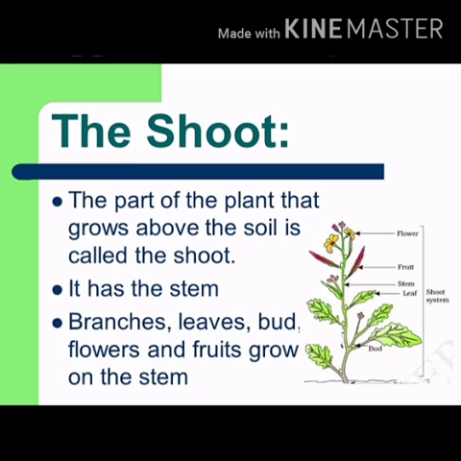The shoot. The part of the plant that grows above the soil is called the shoot. It has the stem. Branches, leaves, buds, flowers and fruits grow on the stem. The fruits have seeds inside them from which the new plant grows.